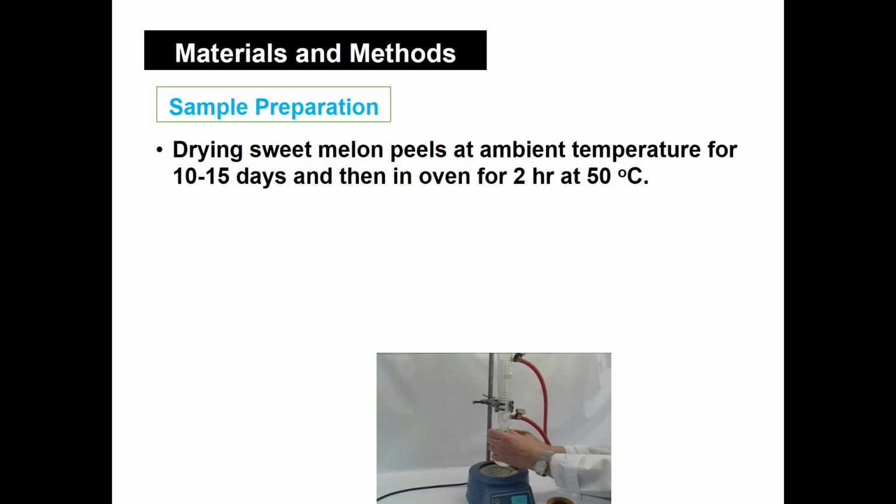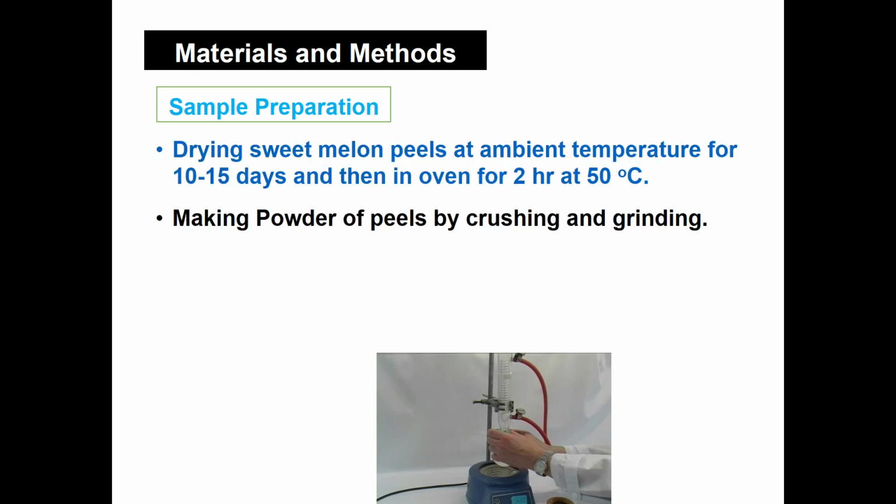In the preparation of the sample, we use simple steps. We dry the sweet melon peels at ambient temperature for around 10 to 15 days in the open environment, and it was summer, so it became dry very quickly, and then we put it in the oven at around 50 degrees centigrade for 2 hours.